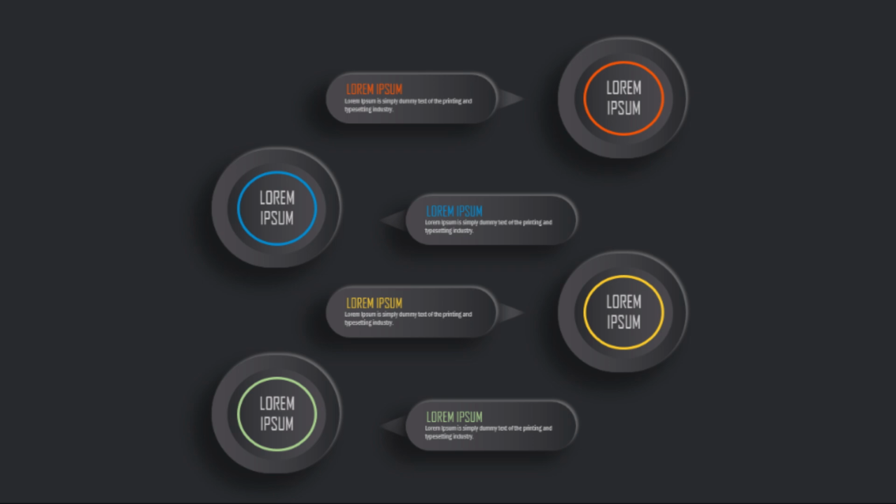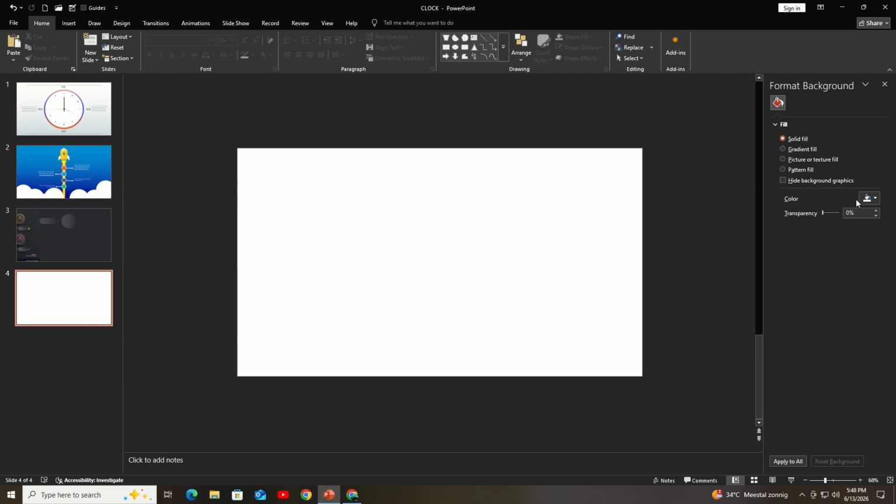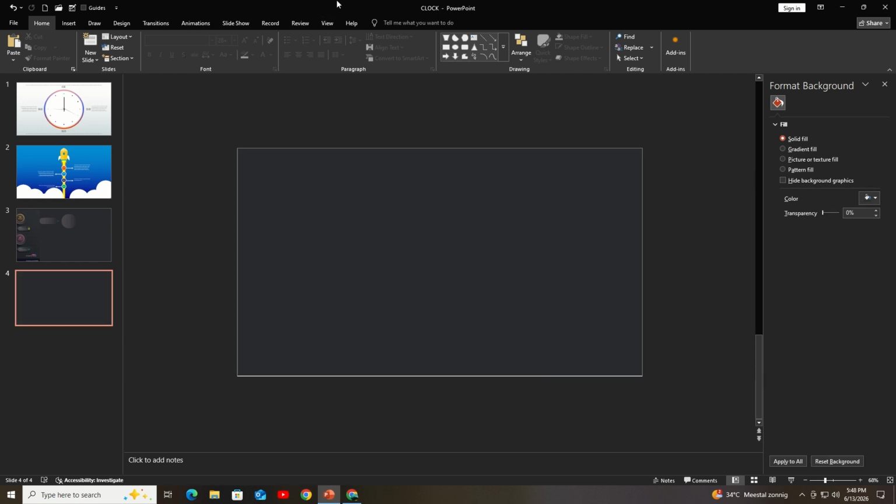So let's start. The first thing we need to do is open up a blank PowerPoint template slide with nothing on it. So first of all, let's open it. Here we are. What I'm going to do is go to format background and I'm going to change the background's color.